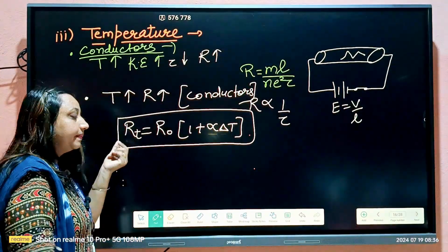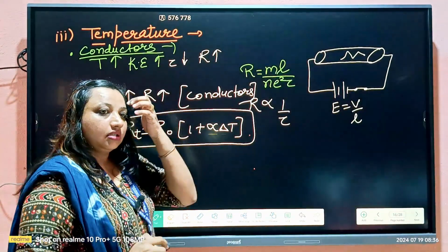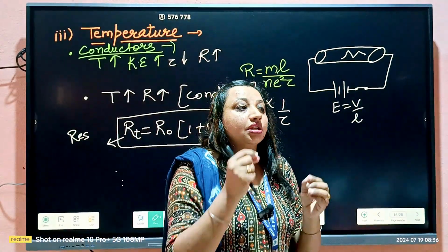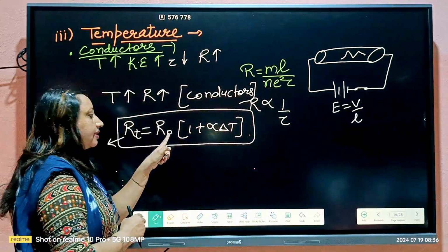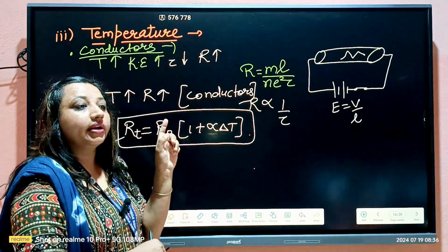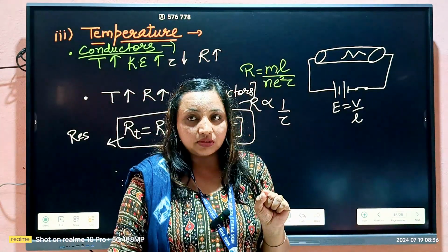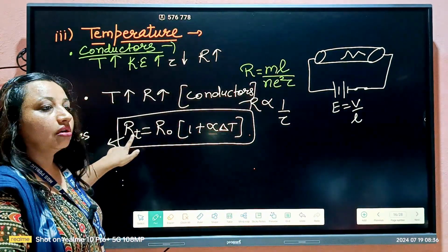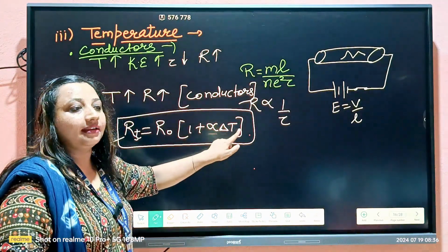What is RT? Resistance at T temperature, the temperature that is changed, the final temperature. This is the resistance at the original temperature, the earlier temperature, the T1 temperature. We can also say R2 = R1(1 + alpha delta T).